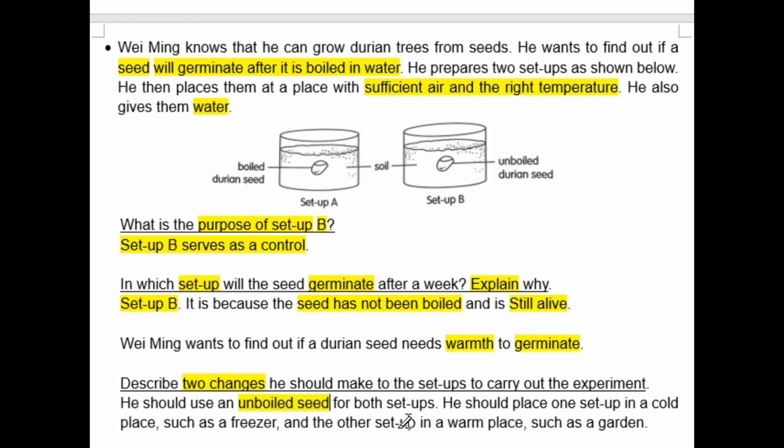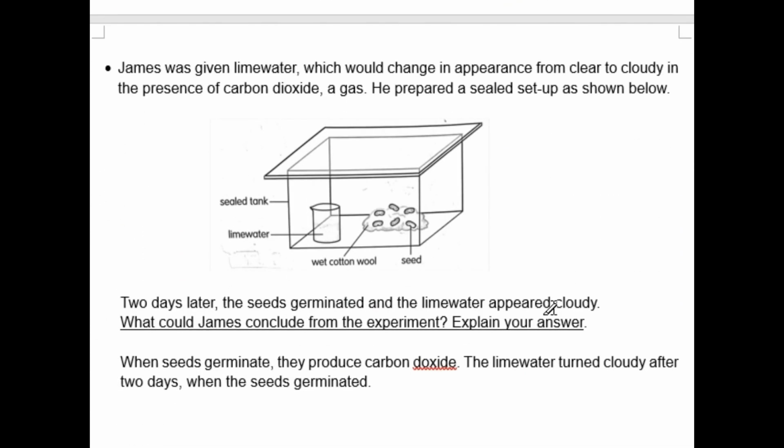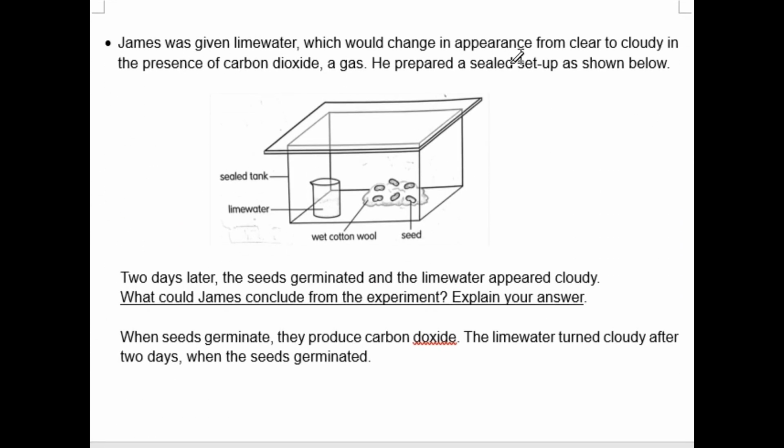He should use an unboiled seed for both setups. He should place one setup in a cold place, such as a freezer, and the other setup in a warm place, such as a garden. James was given lime water, which would change in appearance from clear to cloudy in the presence of carbon dioxide, a gas. He prepared a sealed setup as shown below.